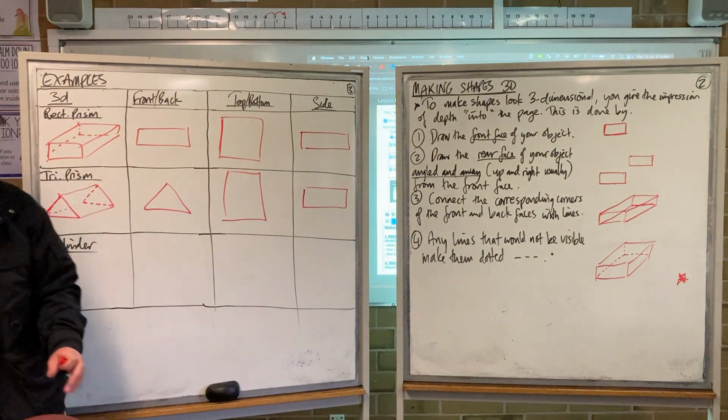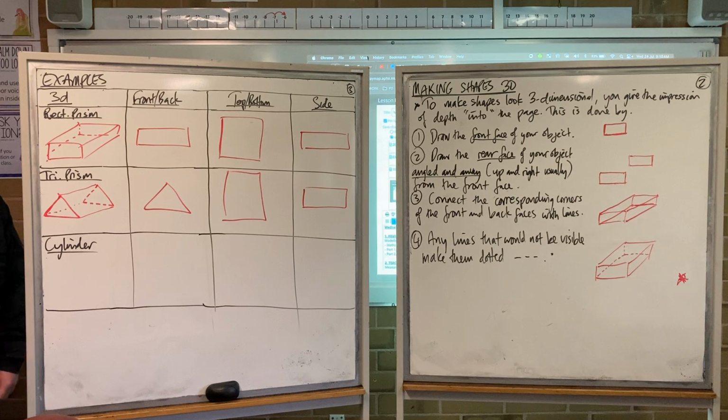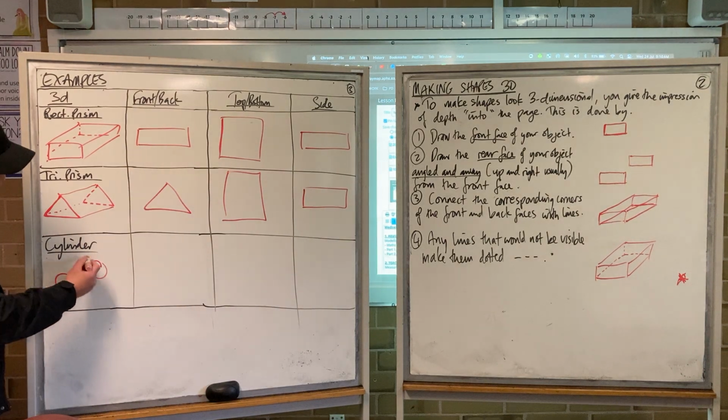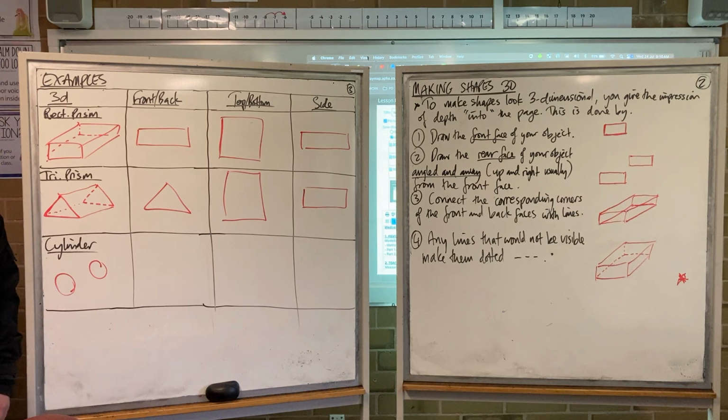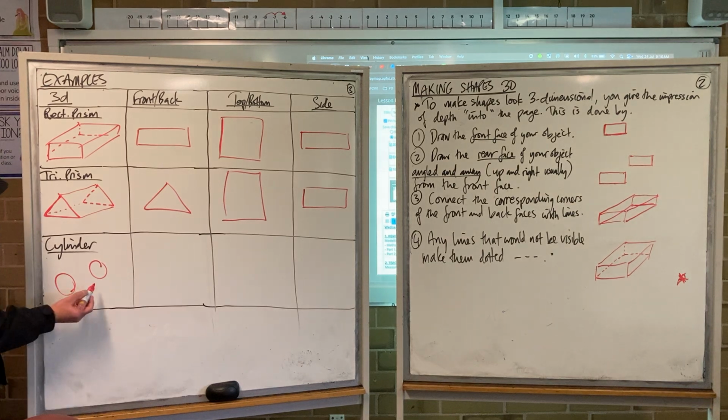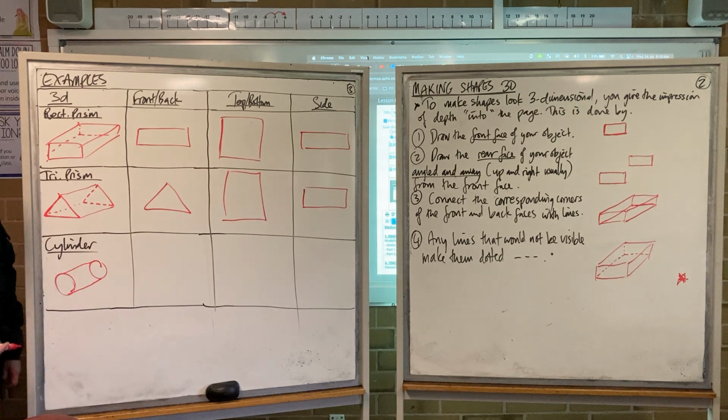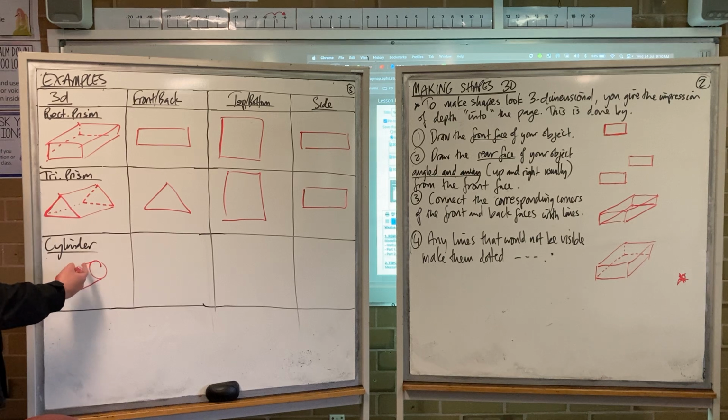Let's practice the cylinder. What does the front of a cylinder look like? Circle. Back. Circle. Up and to the right. There's no edge on a circle, so you just want to capture the bottom and the top. What's the only thing I'm not going to be able to see? The back left side, the part that's invisible there.